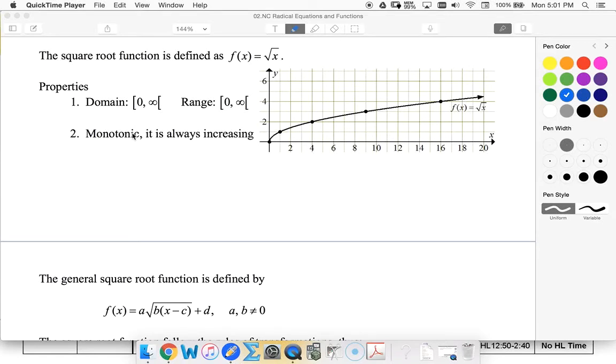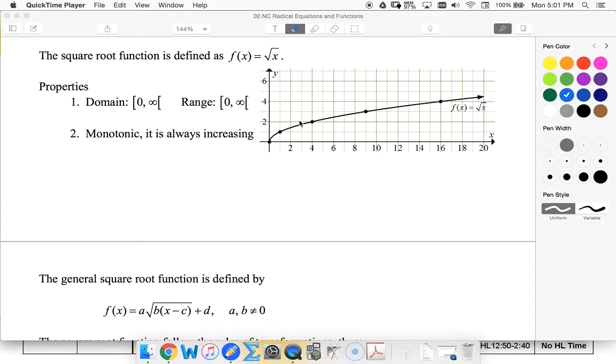Okay, so now we're going to look at graphing the square root function, or the radical function. So if we think about square root of x, I'm allowed to take square root of 0 and any other positive number, but not the square root of a negative. So that means my domain goes from 0 to positive infinity. Similarly, my output is always positive or 0, so 0 to infinity.